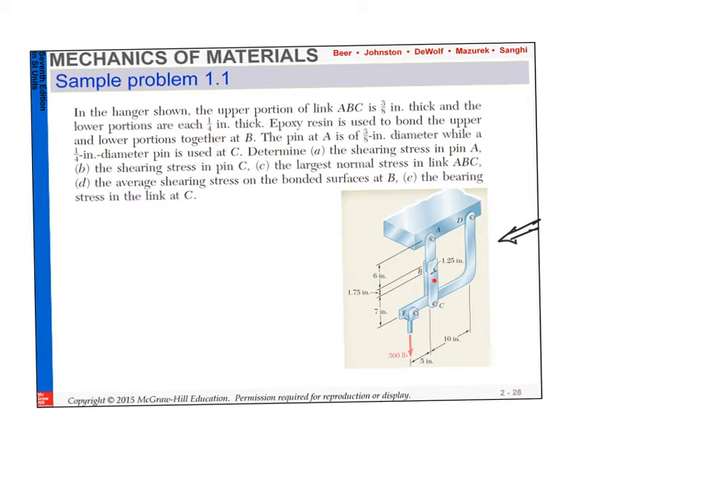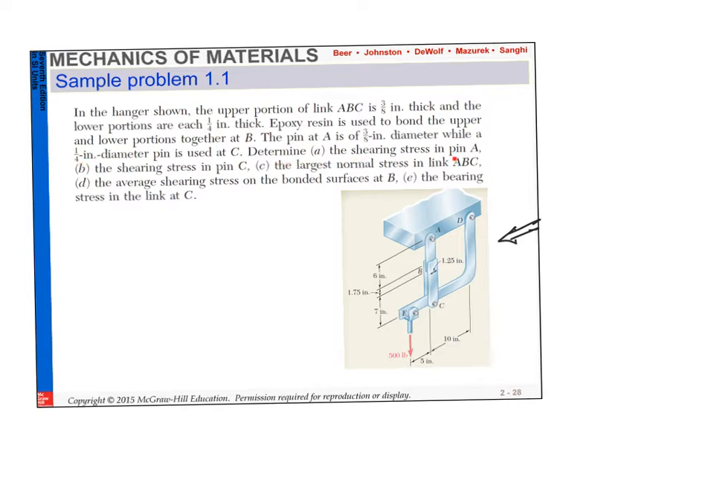So this is 1/4 inch. The one in the back is 1/4 inch thickness. The one in the top is 3/8 inch. So there's two different thicknesses within the link A, B, C. And it says that the pin A is now the bolt. We're looking at the bolt now, is of 3/8 inch diameter, while the one used at C is 1/4 inch diameter.